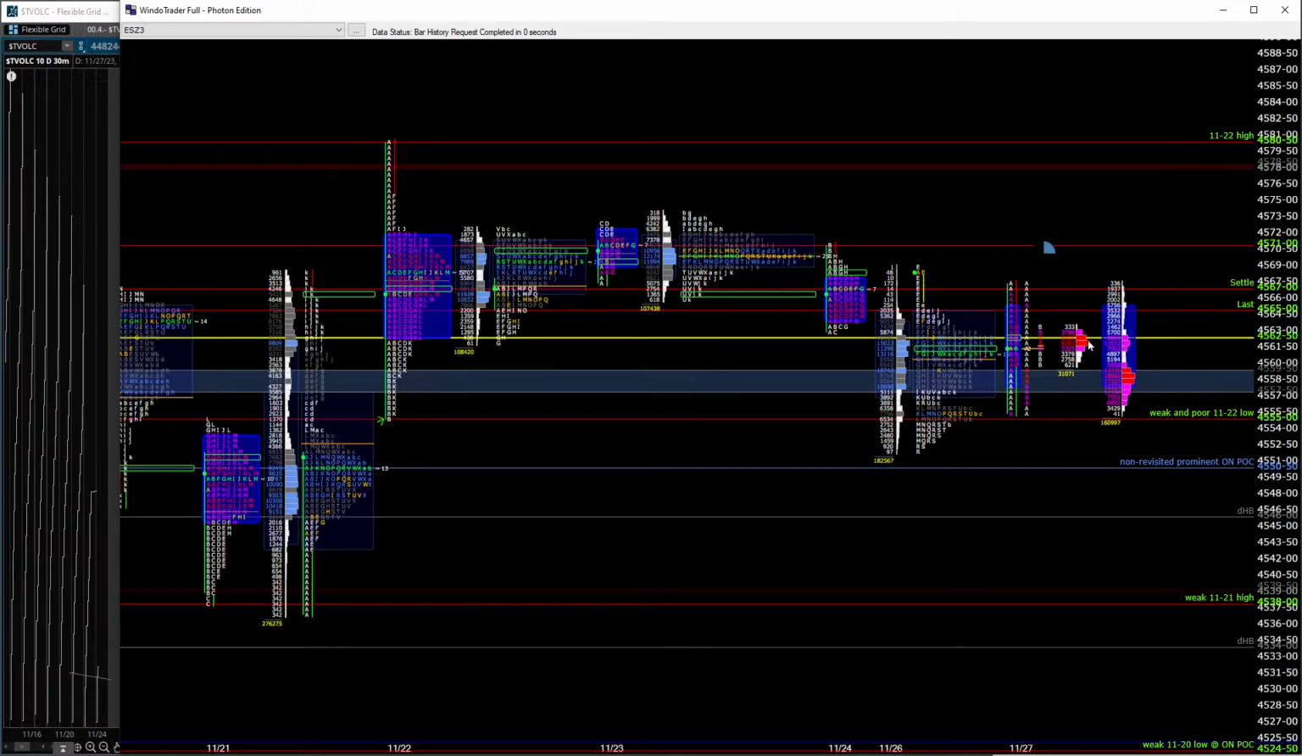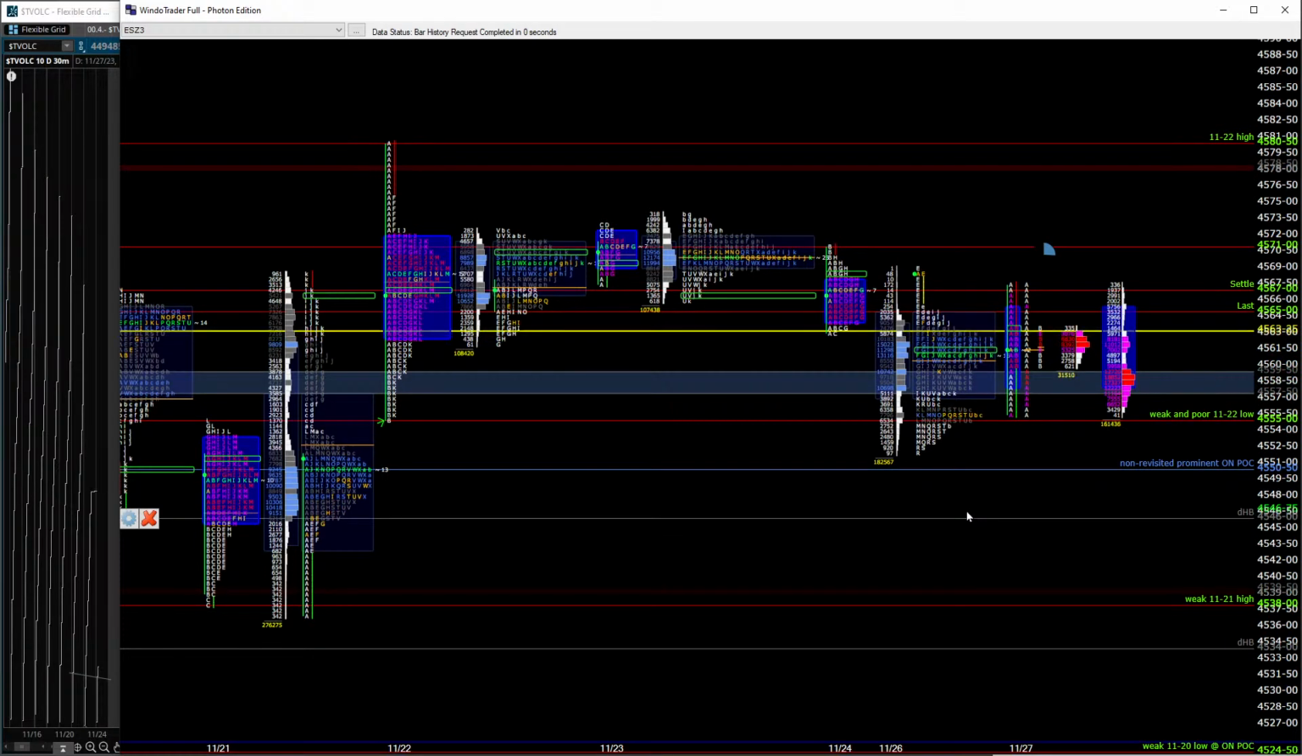Another taper here. The market tries to go lower and dries up here. It dried here. It dries here again. Another sign to the upside.